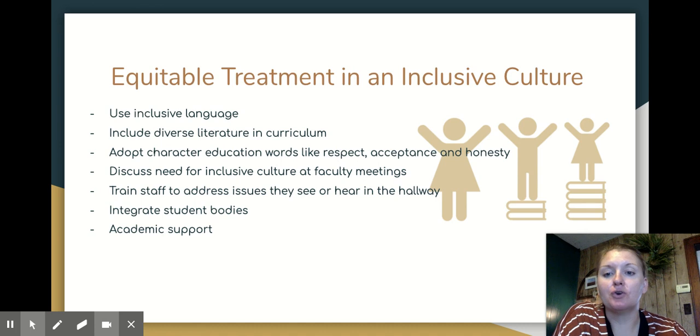Equitable treatment in an inclusive culture. Some ways you can make it an equitable situation or a classroom is to use inclusive language, include diverse literature in the curriculum, adopt character education words like respect, acceptance, and honesty, discuss the need for an inclusive culture at faculty meetings, train staff to address issues that they see with inclusion or the lack thereof when they hear it or see it in the hallway. Integrate student bodies. Make all those different types of students come together and offer academic support for those students that are struggling, or maybe those students that need a little bit more of a challenge. Make sure that they have ways that they can get help.